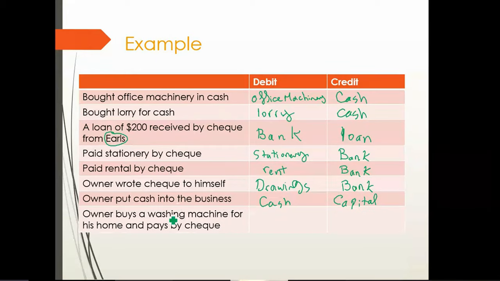Okay, miss. So washing machine debit. Okay. And then credit is bank. But did you see that this washing machine is for the company or for the owner? This washing machine, the owner bought it for himself. When the owner withdraws something for himself, what do we call that account?